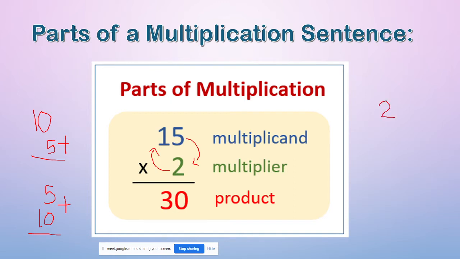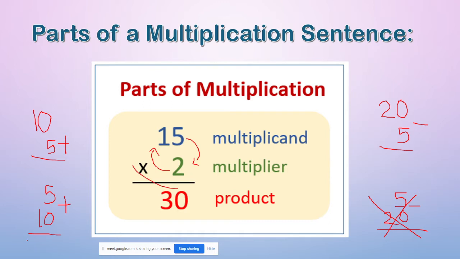For example, you have 20 minus 5. You cannot put 5 on top and then minus 20, because 20 is bigger than 5. So in subtraction, you cannot switch places. But for addition and multiplication, you can switch places.